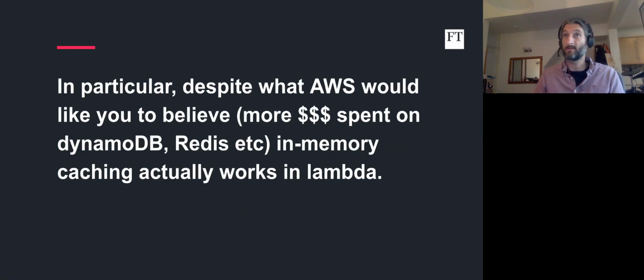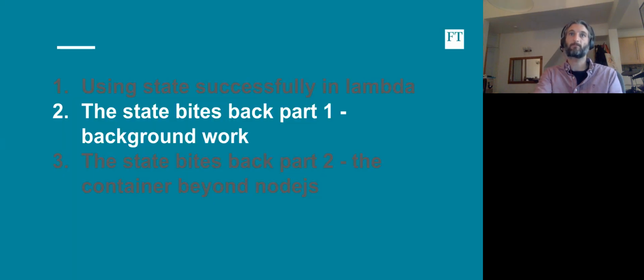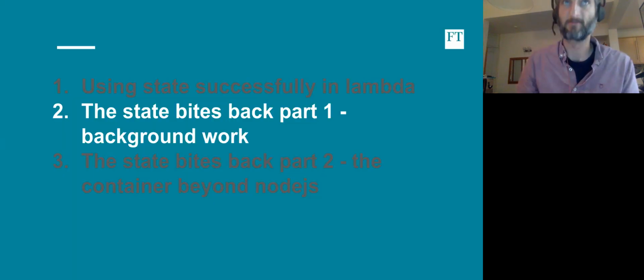I mean, looking at this, it seems obvious that while AWS would obviously love you to spend all your money on Dynamo and Redis and other stateful services, you can actually stick stuff in memory and cache it between requests, and that will work in Lambda. So yeah, you can write your code in your Lambdas and treat them just as if they are ordinary servers, and nothing will go wrong. But of course, things can go wrong.